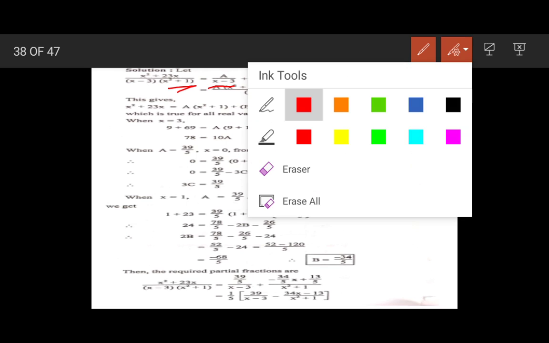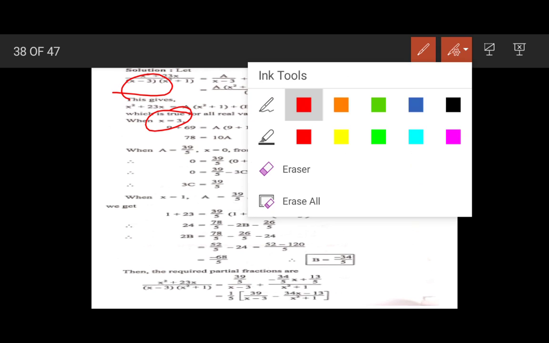Okay. Now again do the cross multiplication. So after doing cross multiplication, we get the equation as a into x square plus 1 plus bx plus c into x minus 3, upon x minus 3 into x square plus 1. Now after cancelling the common term from both sides, meaning the denominator cancels, we get the equation as x square plus 23x equal to a into x square plus 1 plus bx plus c into x minus 3. Okay, this is the required equation.